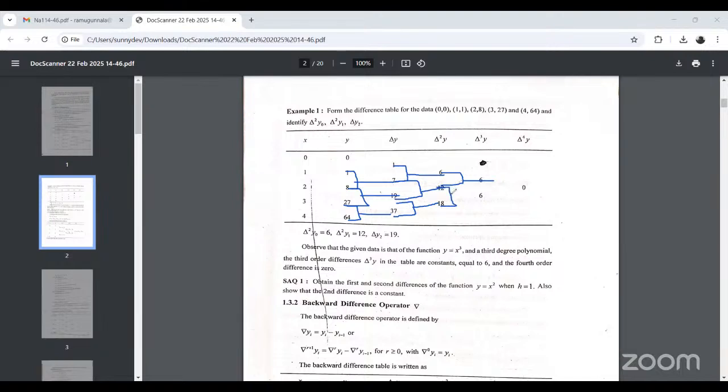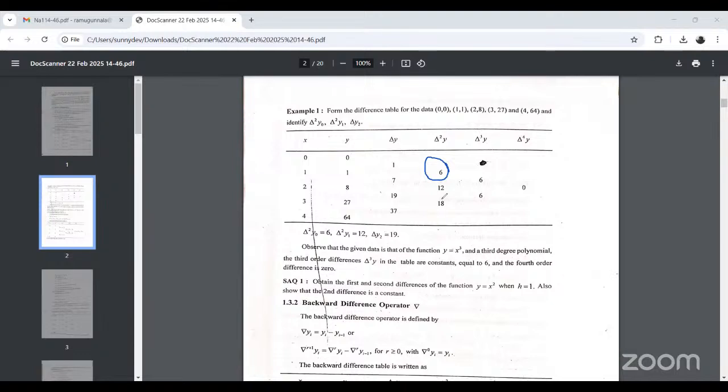18 minus 12 is 6. And 6 minus 6, that we are getting 0. Now he is asking to find out what is the delta square y naught. So this is the delta square, no? So this is the delta square y naught, it becomes 6. So this is delta square y naught equal to 6.